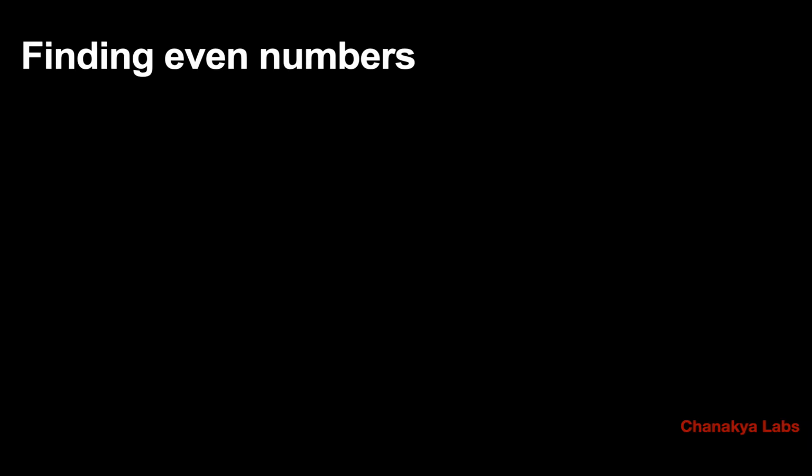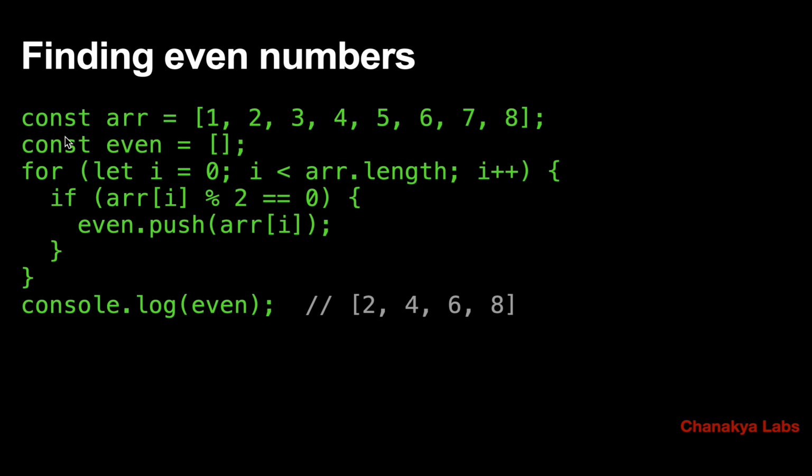Now let's look at one of the first implementations of using a for loop. What we are trying to do is, given an array, find the even numbers in that array. We will see that we can do it something like this: we will have an array, let's say 1 2 3 4 5 6 7 8.